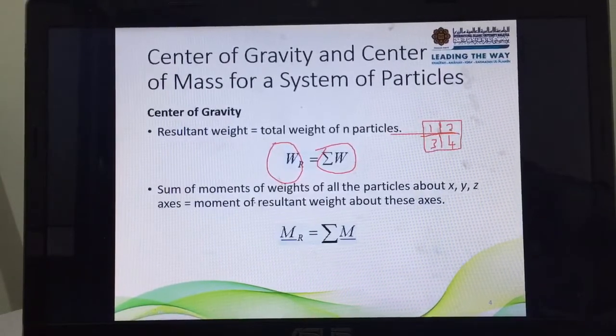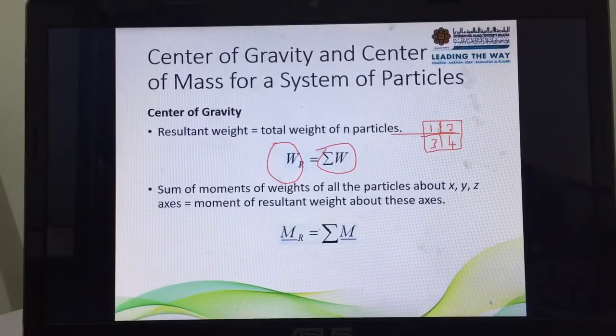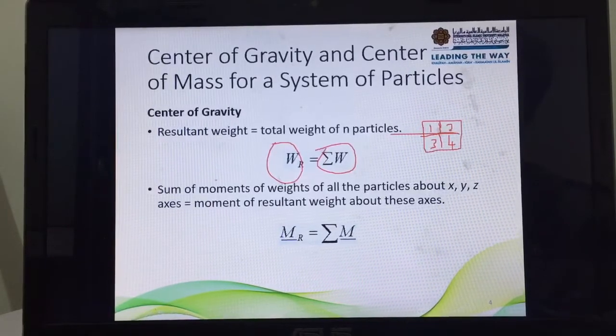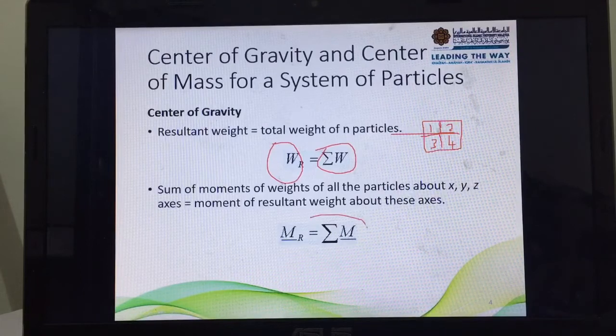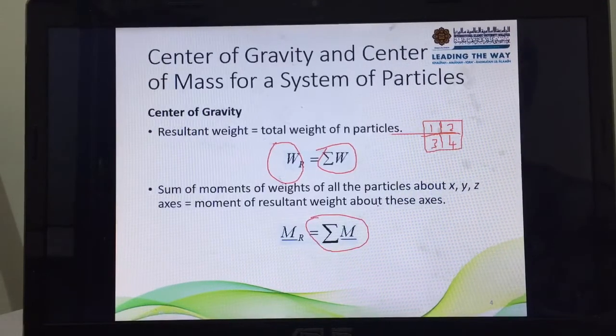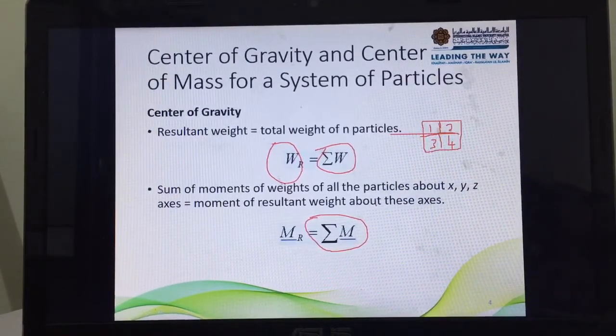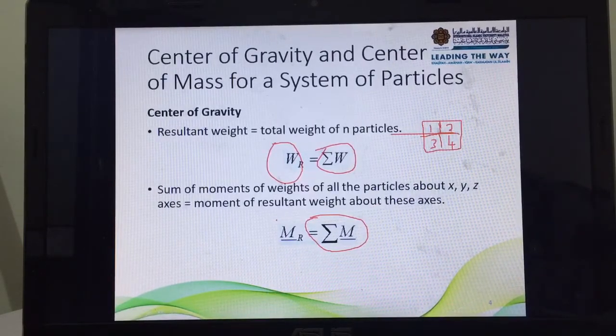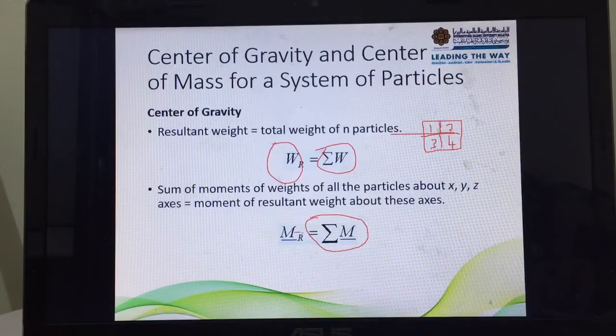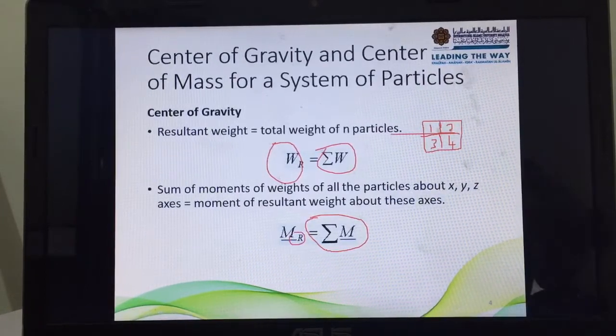Another thing is the sum of moments of weights of all the particles about the x, y, and z axis will be equal to the moment of the resultant weight about this axis. So the sum of moments of weight of all the particles about the x, y, and z axis will be the same as the moment of the resultant weight about this axis.